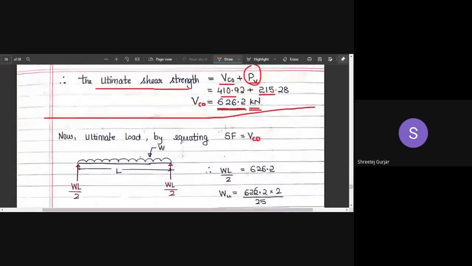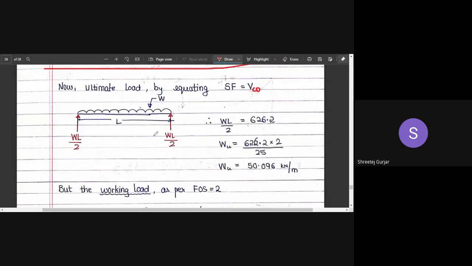For this, we shall consider the free body diagram. You can see I have drawn the free body diagram of a simply supported beam. The L here is 25 meters, the span. W is unknown here. So what will be the reactions? I have written here, it is nothing but half of the load, that is W into L by 2 on each of the reactions. WL by 2, WL by 2.